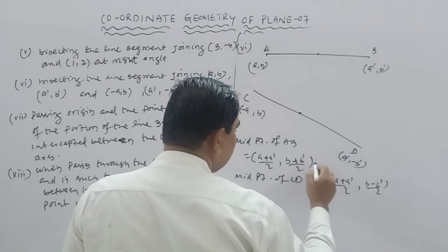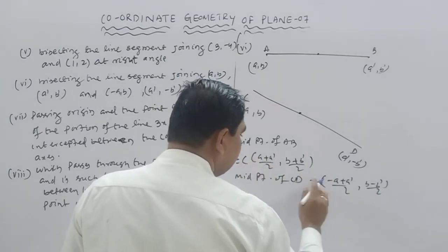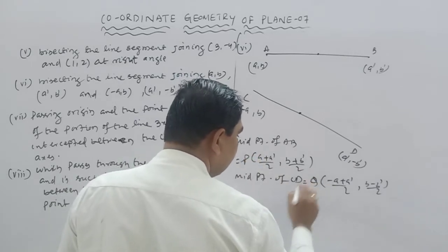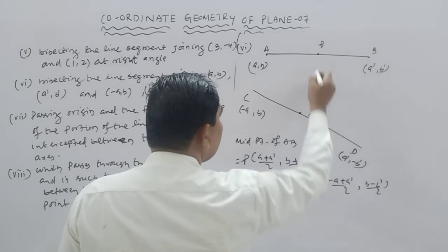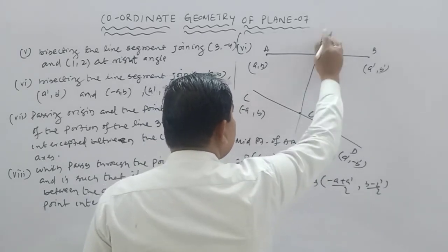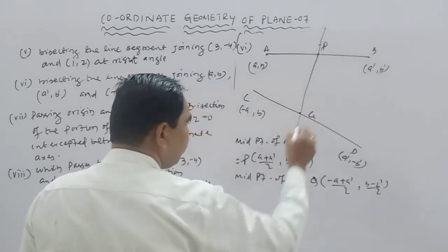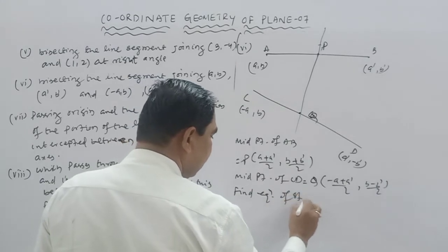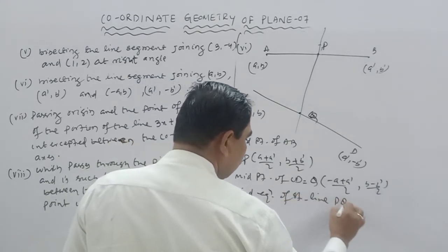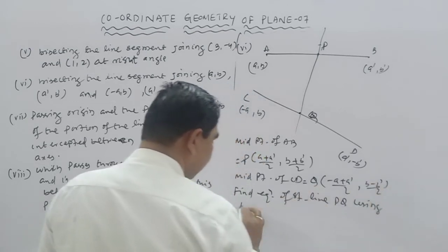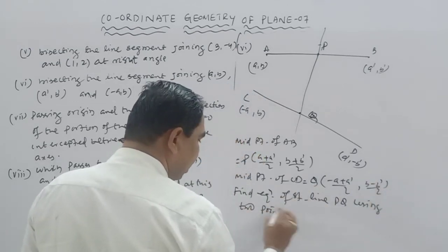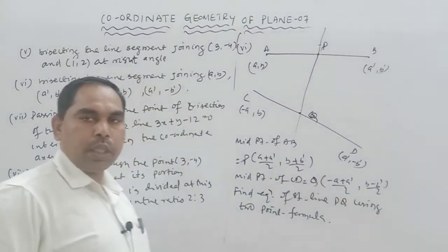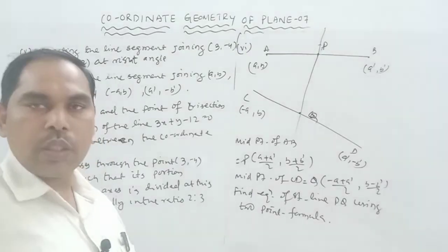Suppose this is point C, this is point P and this is point Q. Joining the two points, we get a straight line. Find the equation of the straight line PQ using the 2-point formula, with x1, y1, x2, y2. So using the 2-point formula, find the equation of the straight line PQ.